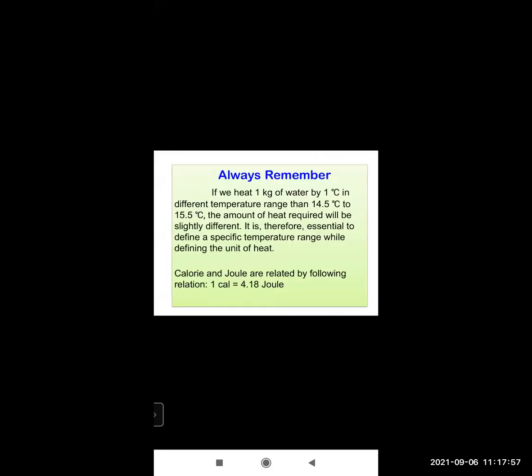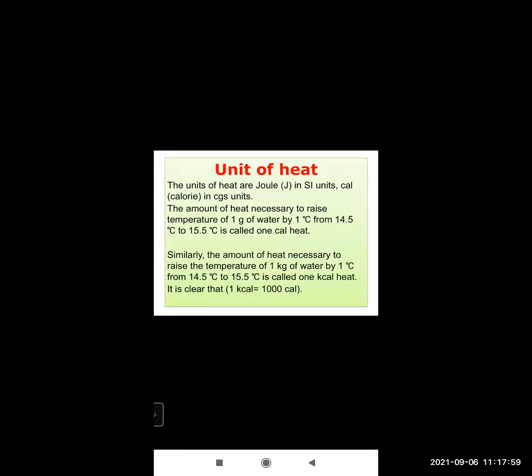Just once again, I will see in short what are the things we have seen. Today the first point is about units of heat. I already explained that the units of heat are calorie, joule, erg, and kilocalorie. These are some of the units of heat. Joule is the SI unit and calorie is the CGS unit.